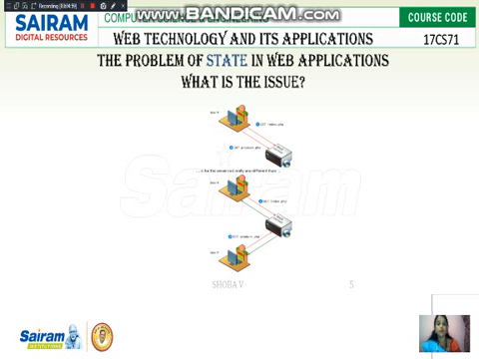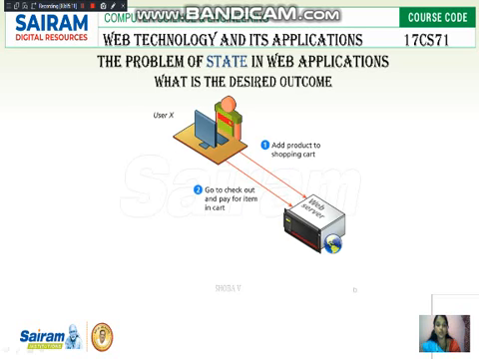So what will happen is there will be a confusing state on the server side. The client is sending a request to the server, but the server has issues with these things, which means there is a problem, so we need to overcome that. The desired outcome: adding a product to the shopping cart will be posted to the server side, and when checking out, it checks how much user X has paid. The confusing item is whether user X or user Y had paid for that. So this is the confusion.